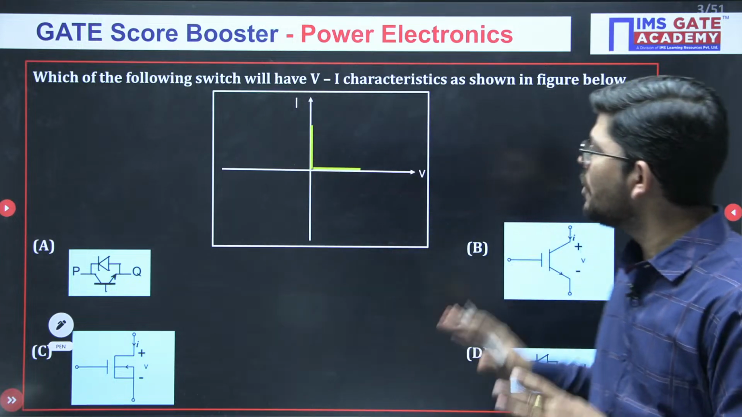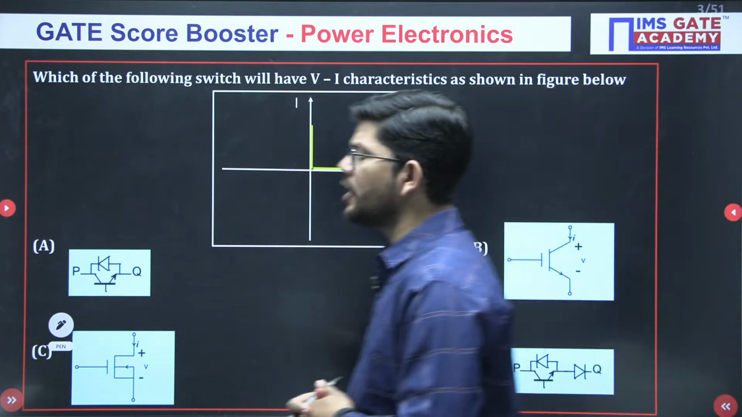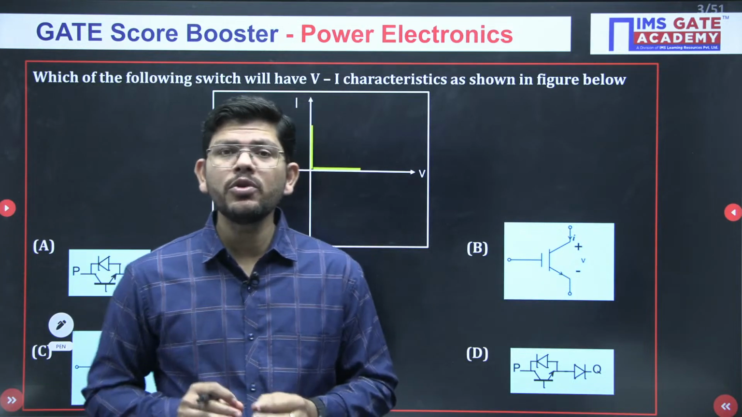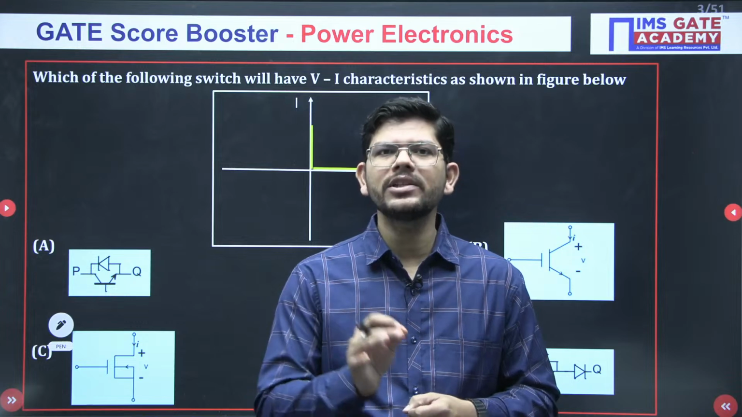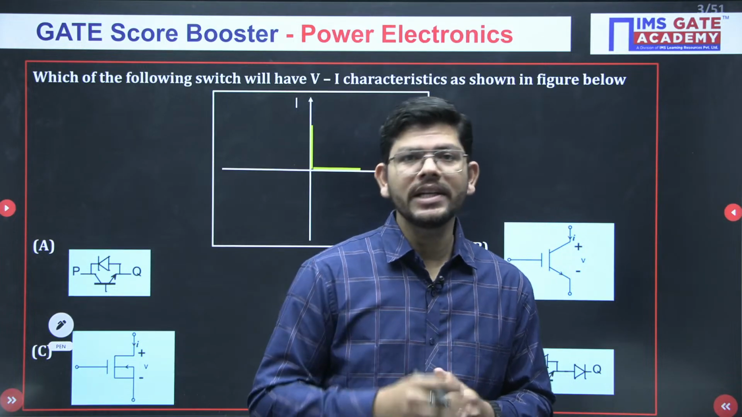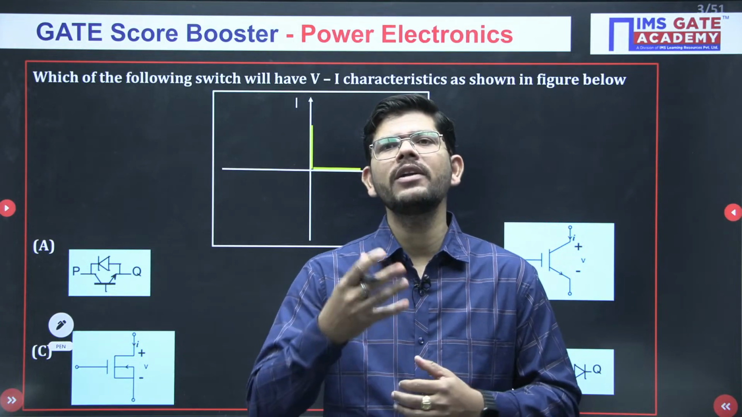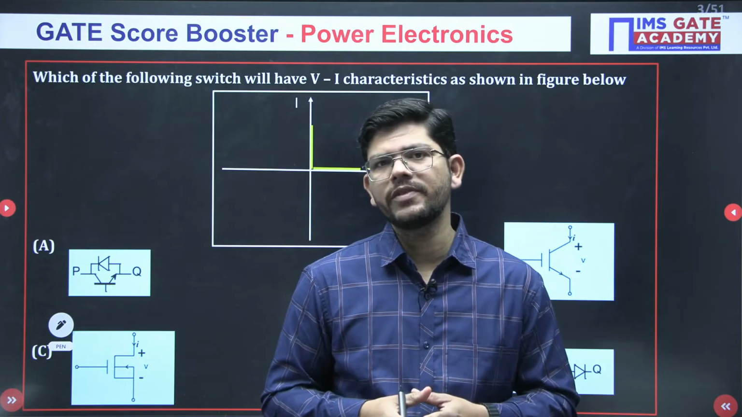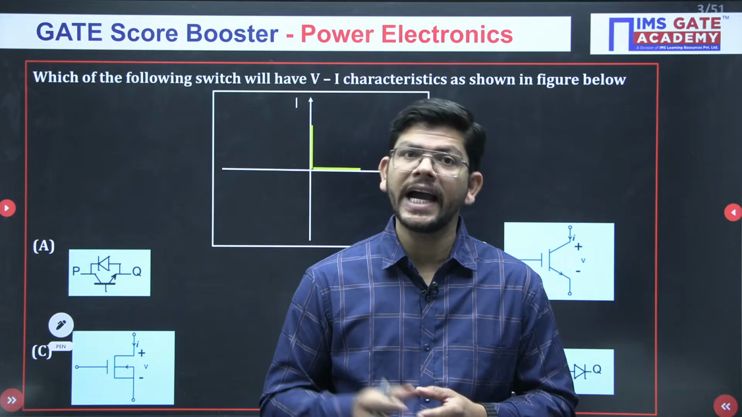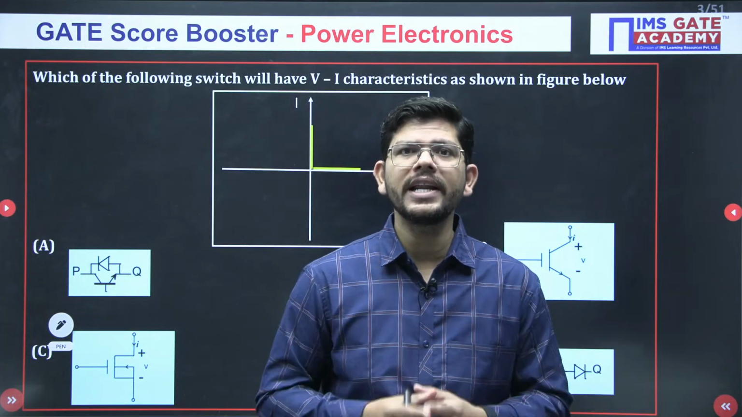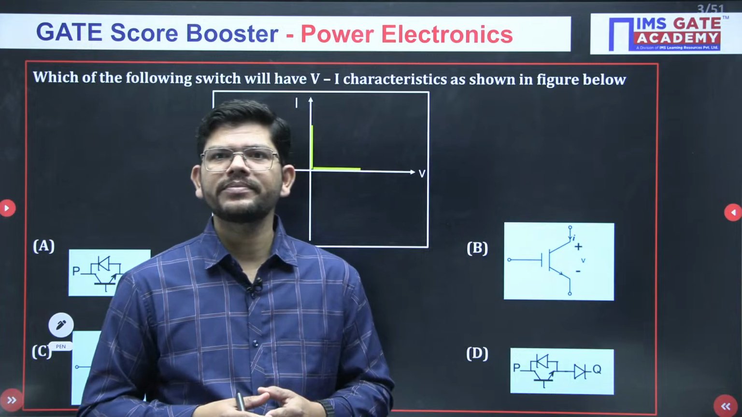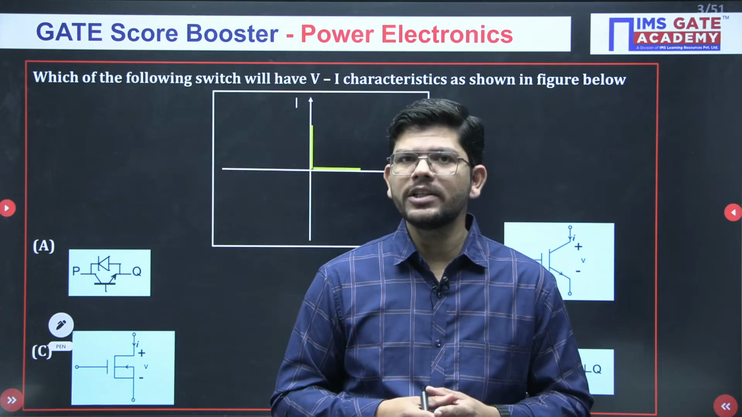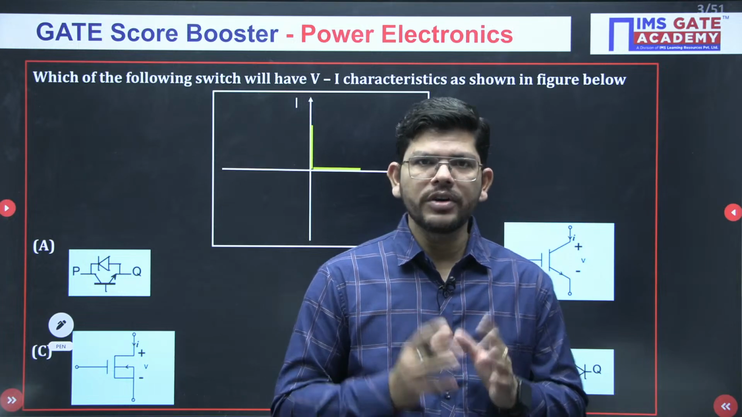So let us solve this question. How to approach these types of questions? If you have to realize a particular switch combination, what you have to do? You have to look for the voltage that the switch will block when it is in off condition, not reverse bias, and you have to look for the current that the switch will be conducting when it is on.